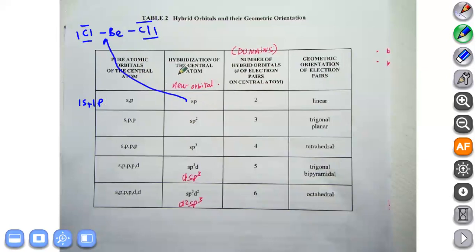So now that's an sp orbital that beryllium is using to make a bond. That is sp orbital being used to make 2 equivalent bonds. And 2 equivalent bonding regions would be 2 domains. That's how you would think of it. So I would say, what's the hybridization around the beryllium? sp. Let's go on to sp2. So sp2 would be for 3 domains. Give you an example. AlCl3.